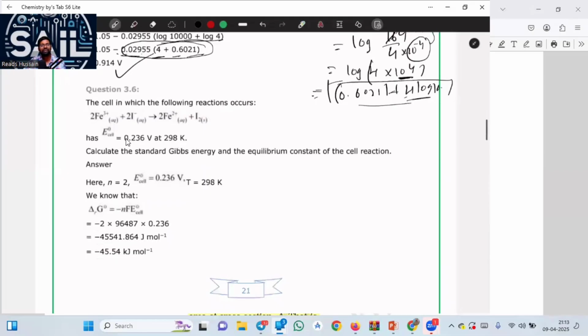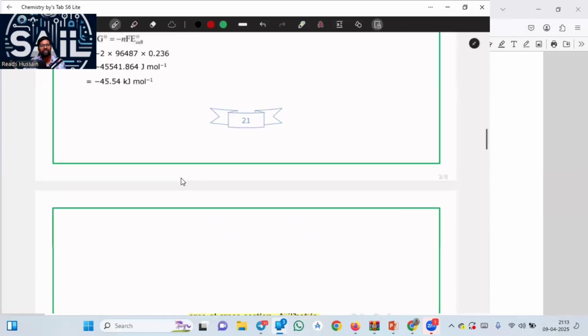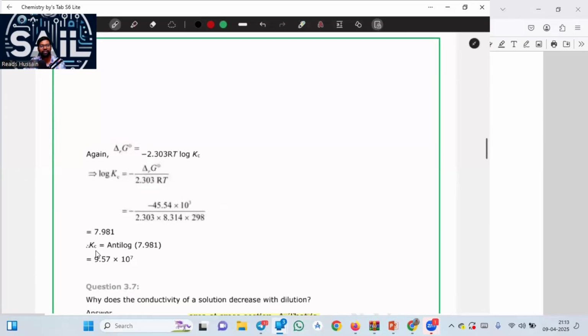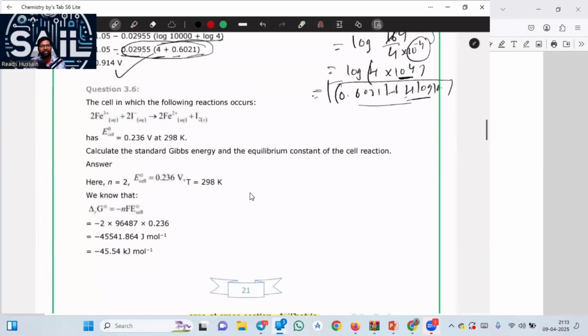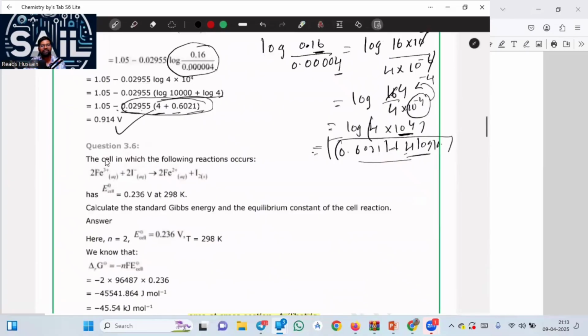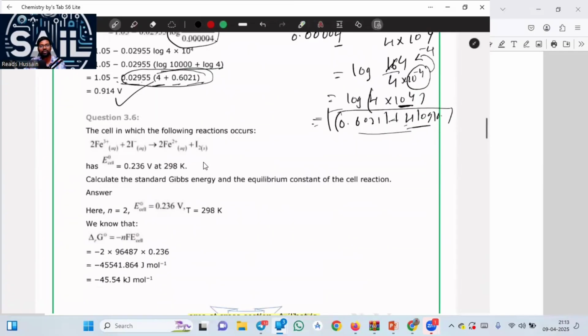So here one more problem is given, 3.6. You try to solve this, and I'll go a little faster. Here you get anti-logarithm also in this problem. See here, at the end you have to find the anti-logarithm. See what we need to find. The cell is given here, and calculate the standard Gibbs energy and equilibrium constant of the cell reaction. We have to find Gibbs energy, that means delta G, and equilibrium constant. We still have 7 minutes of time, so I'll try to do this a little fast.